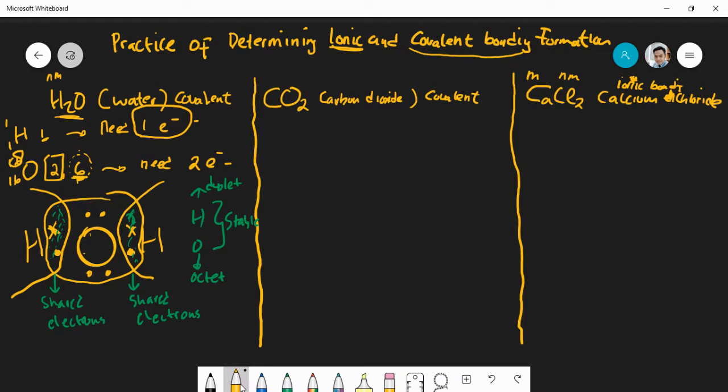Let's move on to carbon dioxide. Again, take a look at the periodic table for carbon. It's going to be 6, so the configuration is 2 and 4. Let me erase this.